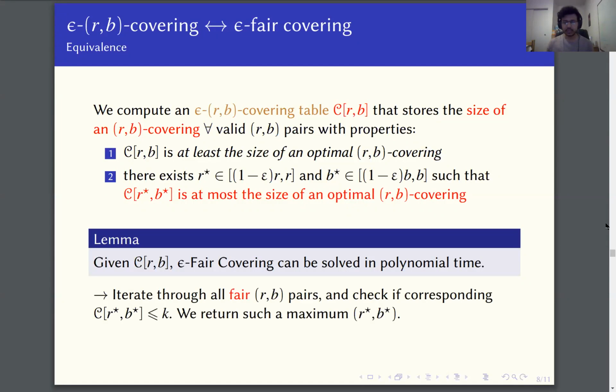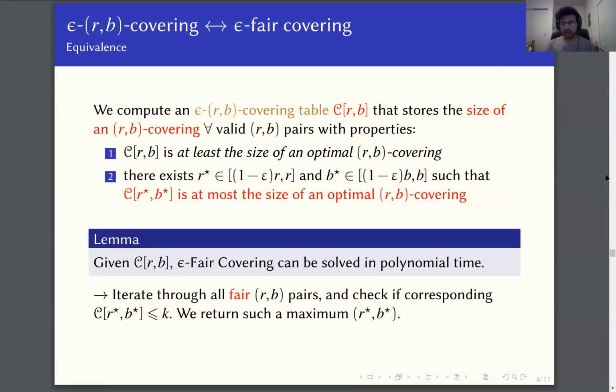Once we compute an epsilon RB covering table C, we iterate through all fair RB pairs and check if there exists a corresponding R*, B* pair such that C(R*, B*) is at most K. And after iterating through all such pairs, we return the maximum such R*, B* pair. It is easy to see that this step can be done in polynomial time because given n points in the input, there can be at most order n RB fair pairs.